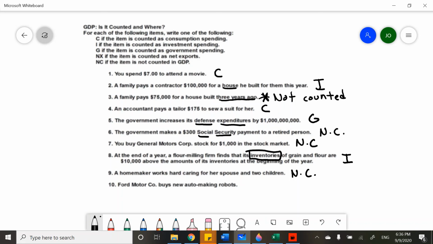Number 10. Ford Motor Company buys new automating robots. Robots are an example of physical capital, which means this would be investment. Key word here, these are new, meaning they were produced this year.